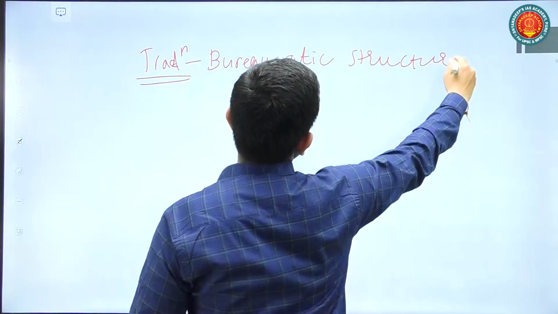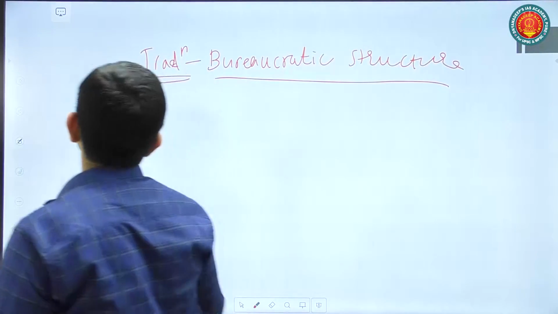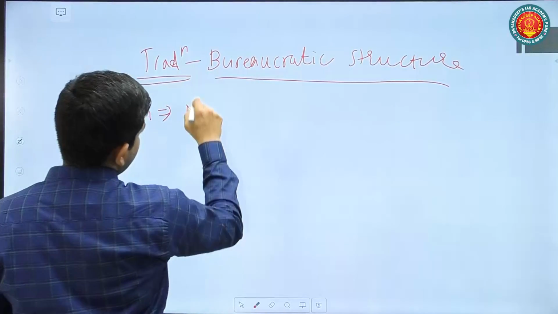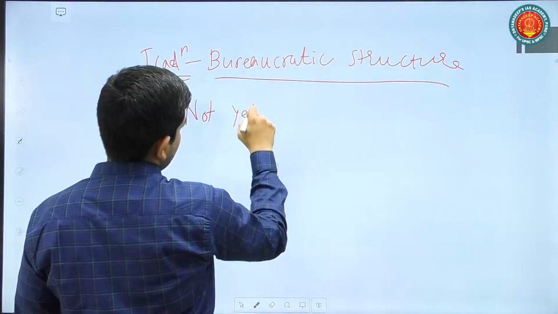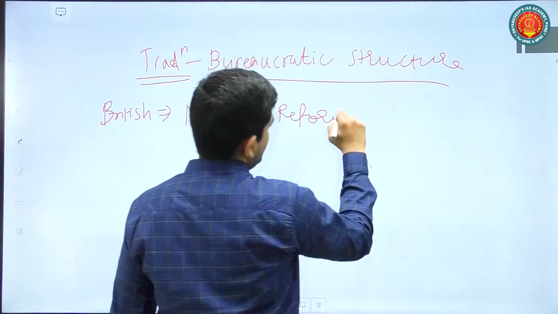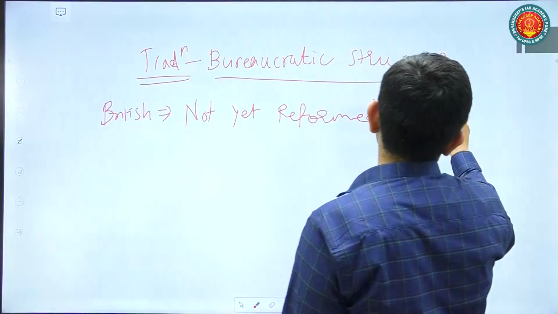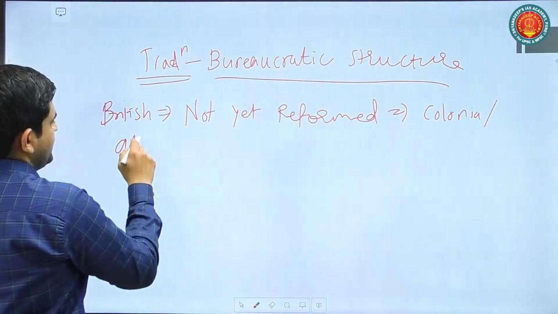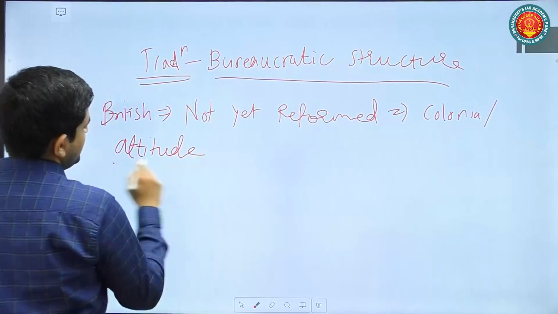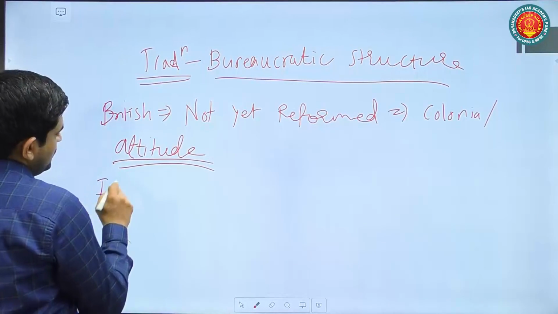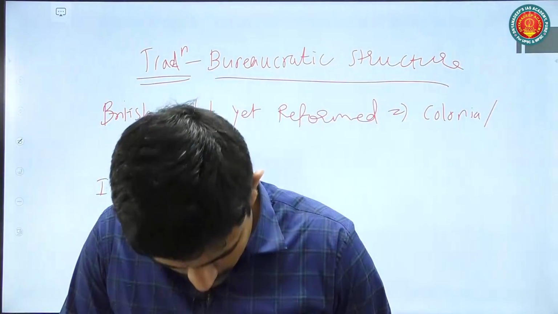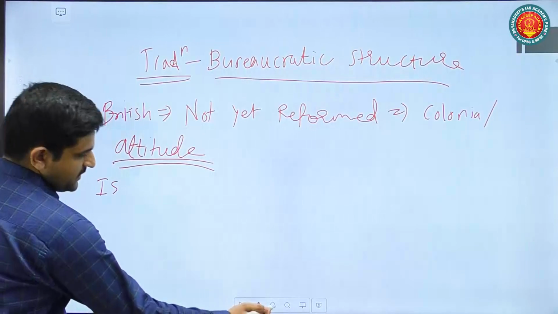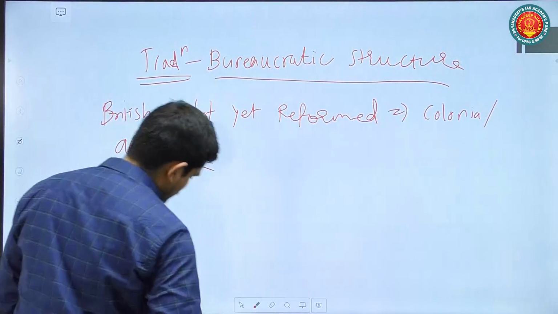Now, to introduce this question, you can say that Indian bureaucracy belongs to the British legacy, which has not yet been reformed at its base, and we still carry that colonial attitude, and that is why there are huge issues. Now what is the question asking? Traditional bureaucratic structure means how the traditional structure has hampered socio-economic development, that you have to mention.